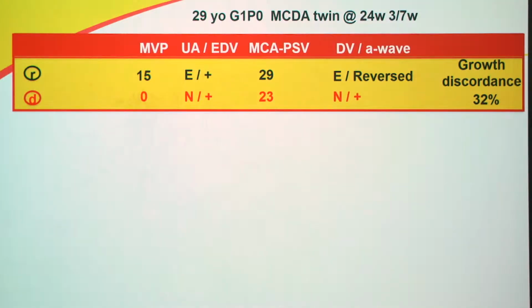So this lady came to us at 24 weeks and 3 days with a diagnosis of severe twin-to-twin transfusion syndrome with pulmonary stenosis. The R on the screen represents the findings of the recipient and D represents findings of the donor. As you see on the top, the recipient has pulmonary stenosis, which is a functional problem, and a maximal vertical pocket of 15, and the donor has no fluid. And there was a 32% growth discordance between fetuses.